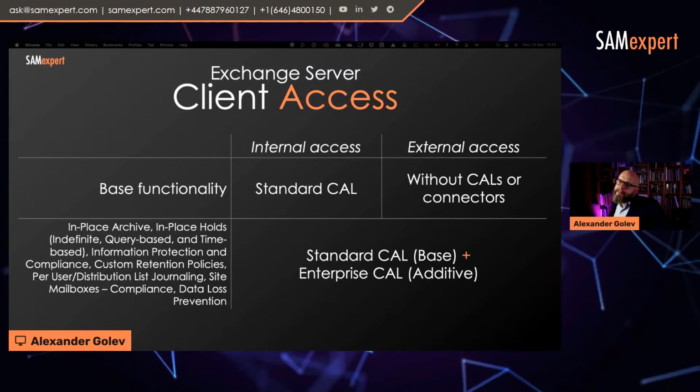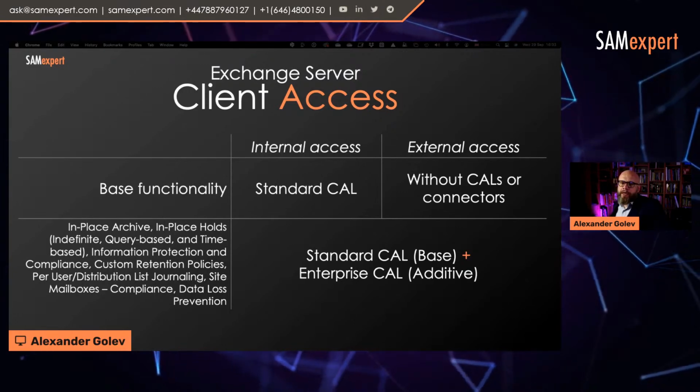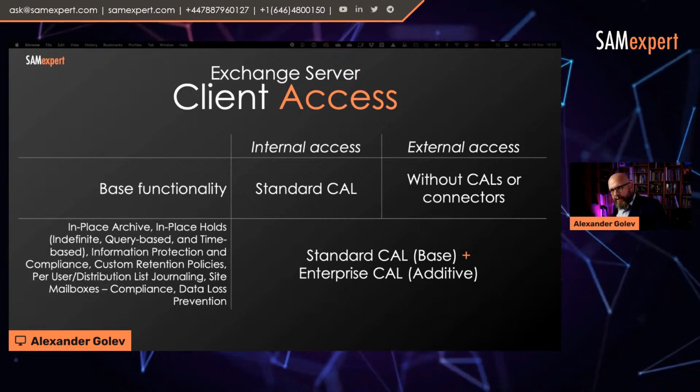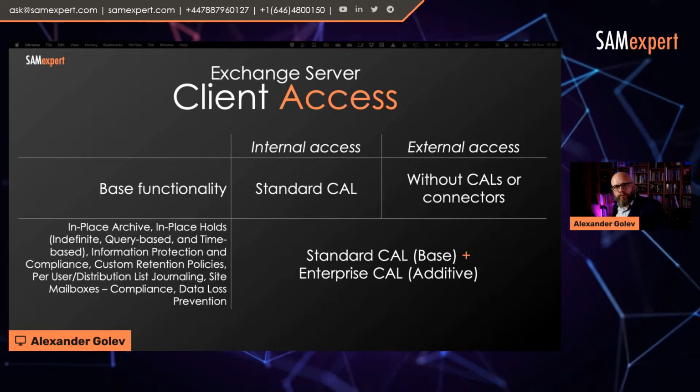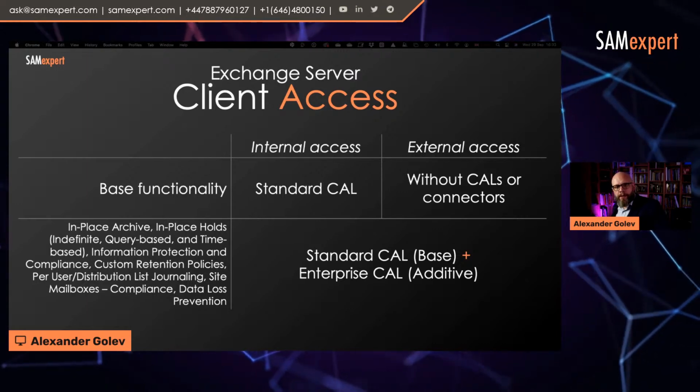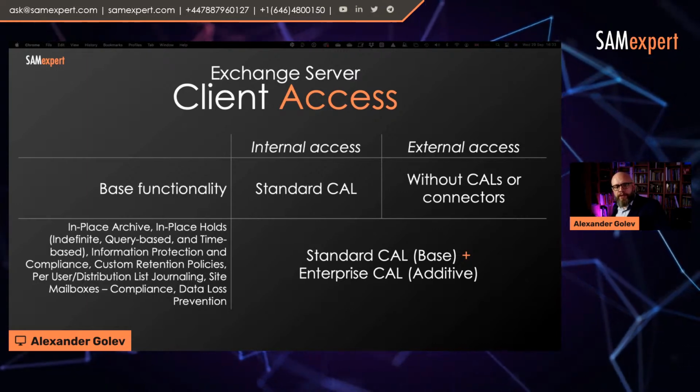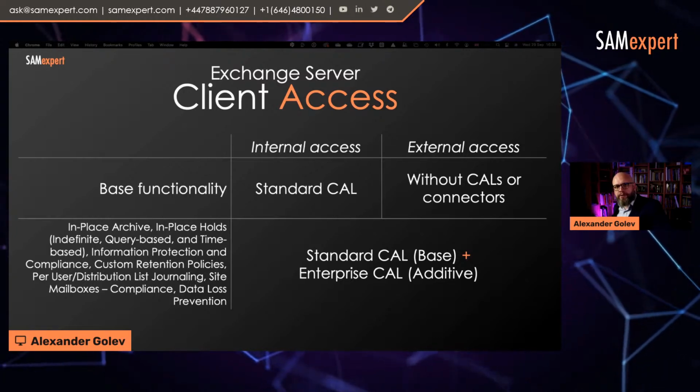External access. Exchange Server is the only server in Office servers where, when you need advanced functionality, you may not require CALs, basically.